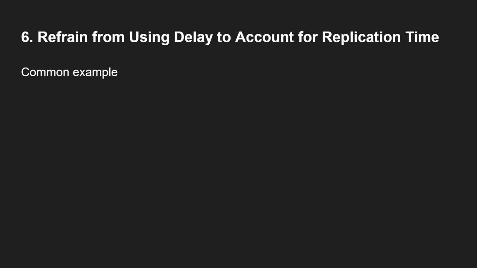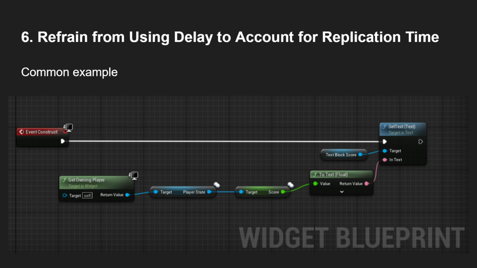A very common example of this kind of issue that I keep seeing in multiple places is getting the player state in a widget blueprint. Say you have a widget blueprint of a score, which literally displays the score for the player, and you want to display the score when this widget gets constructed. That's why we have this Event Construct. So what you would do is get the owning player, and with Get Owning Player, you get the player controller that owns this widget.